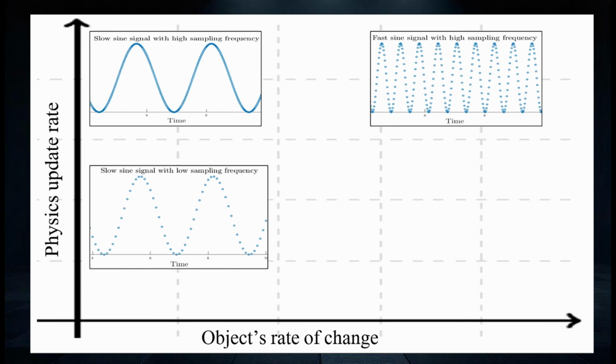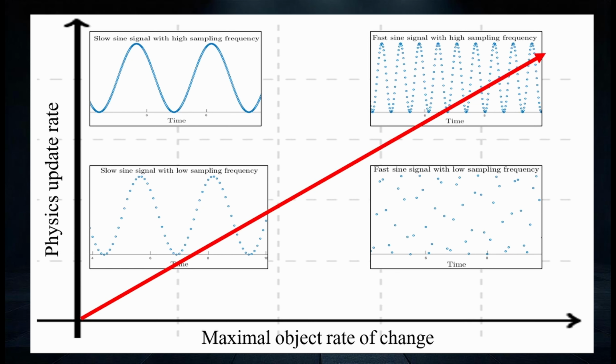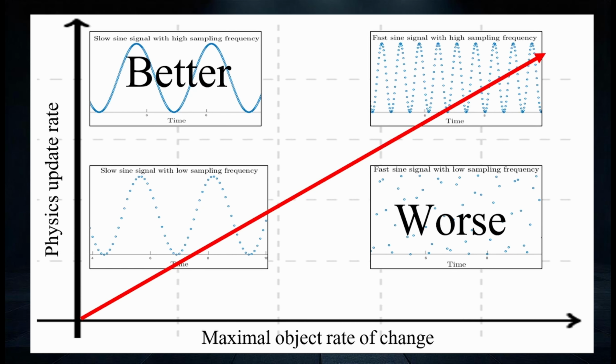The troubles begin when we get to the lower right end of the plot, where the physics update rate is not high enough to compensate for the maximal object rate of change. So, we can divide the graph in this fashion. We want to be in this part and avoid this part. By the way, if we are really looking for optimization, we want to be on this green line, where we make the most out of our calculations. Any higher and we'll be wasting computer power. Any lower and we're dangerously close to discretization errors.